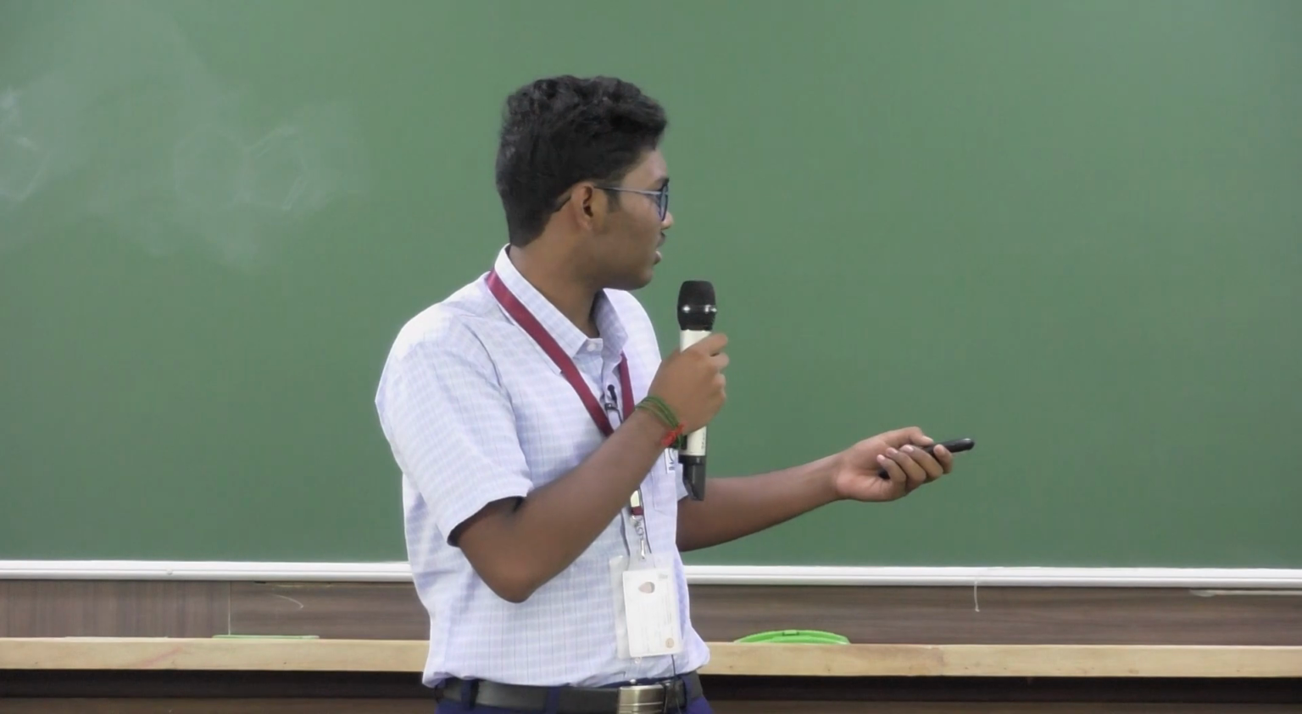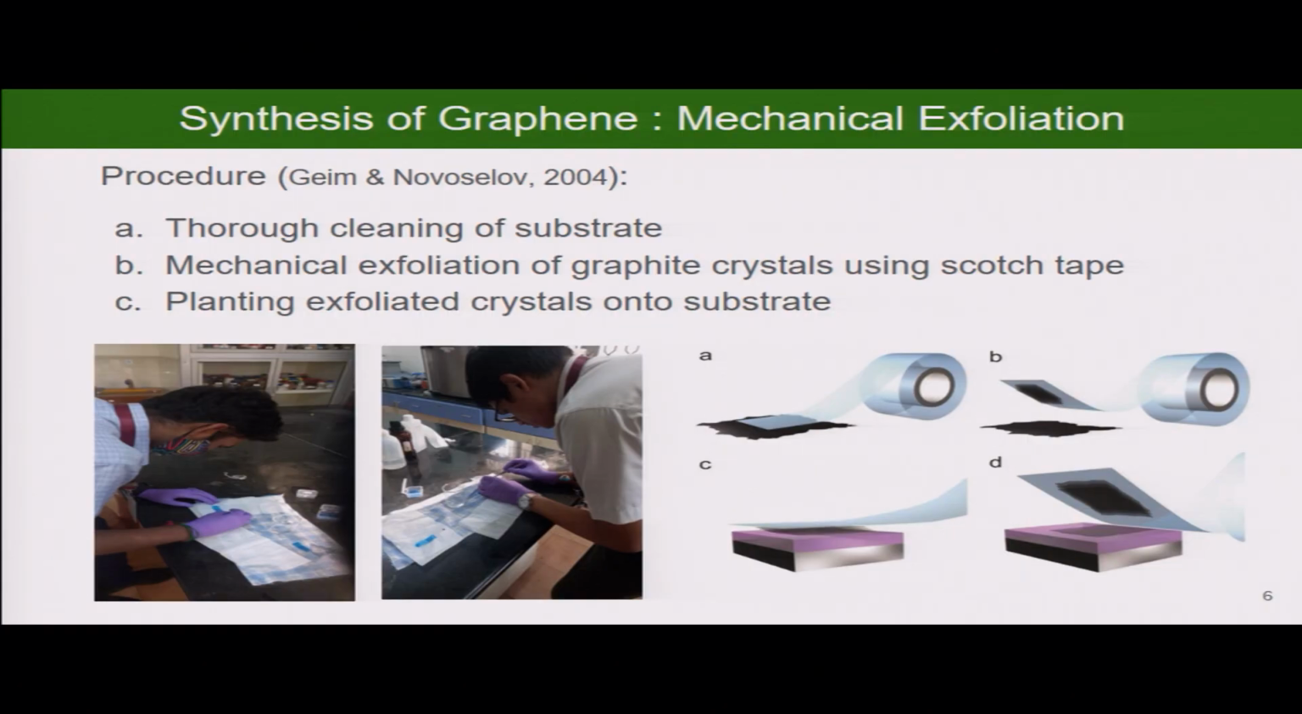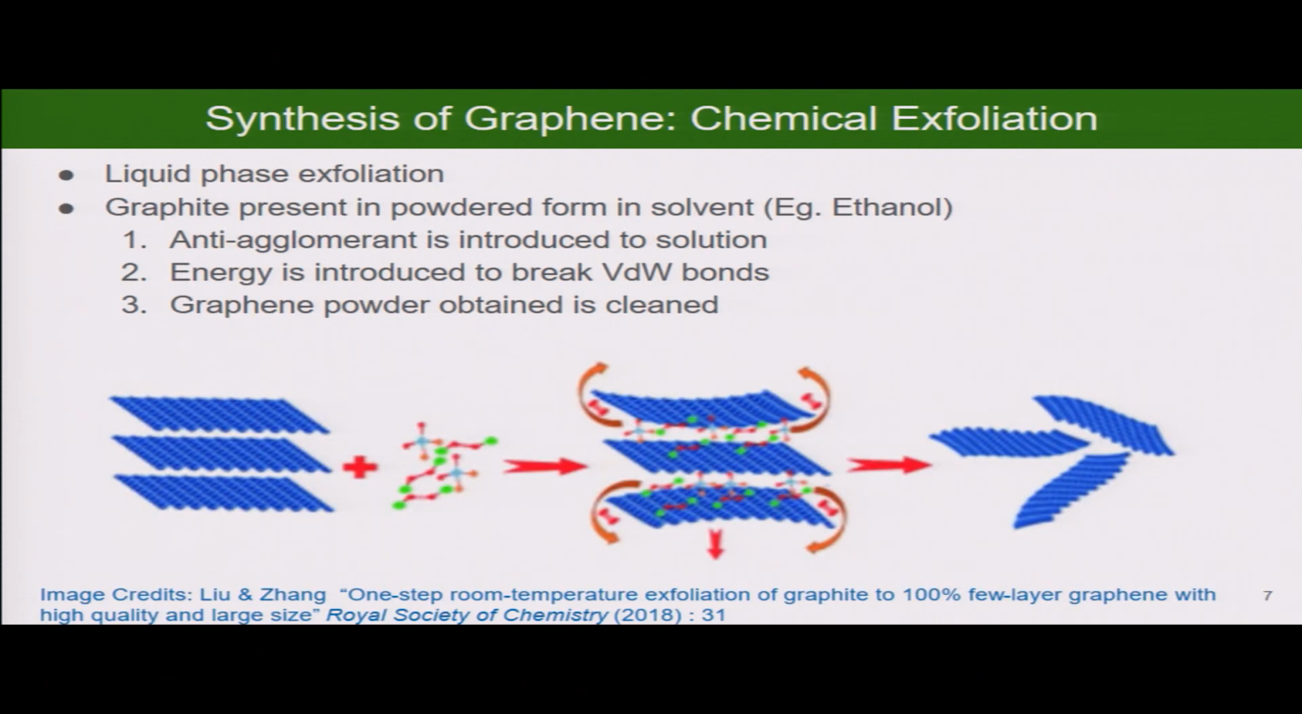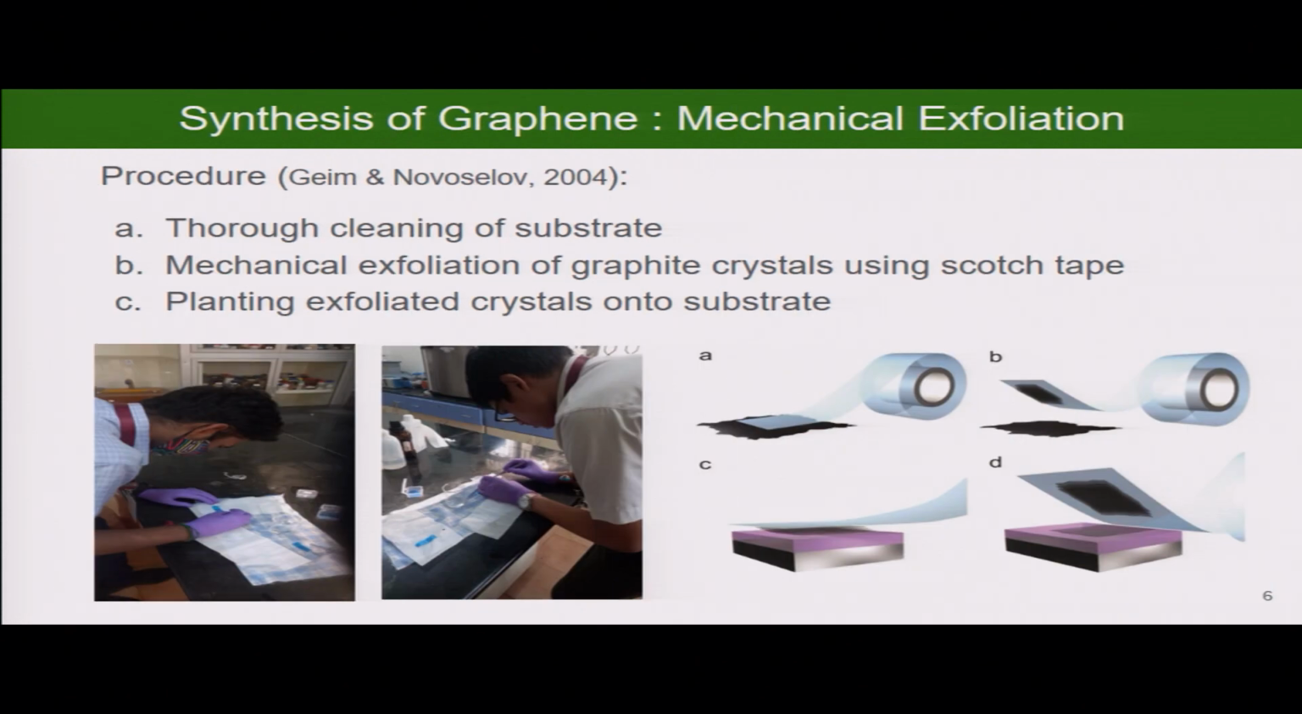The last step is the planting of these exfoliated crystals onto the substrate. We can simply do this by pasting the tape on the substrate so the crystals go onto the substrate. It usually takes a lot of tries, so we weren't able to get single layer graphene, but we were able to reach up to 3 layers.